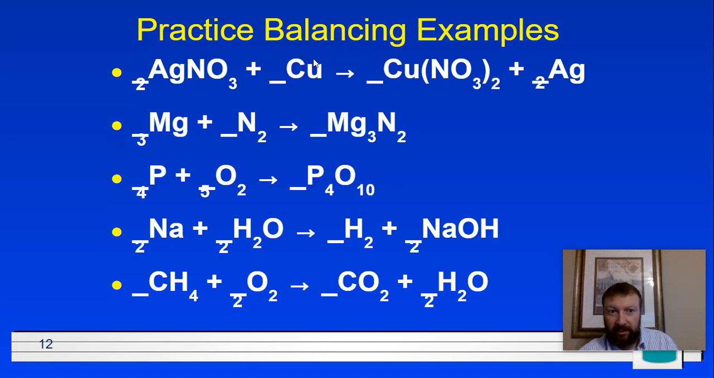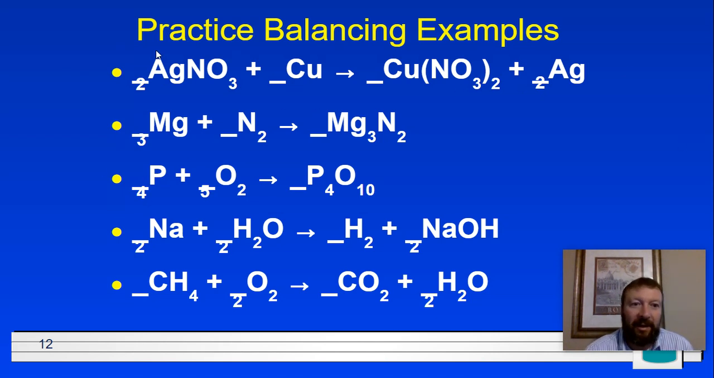2 silvers, 2 silvers, 2 nitrates, 2 nitrates, 1 copper, 1 copper. So I don't have to put a number in front. Remember, just like with subscripts, if there is only 1 element, I don't have to put a 1 down, and I don't have to put a 1 as a coefficient if there is just that. So then this would become balanced.